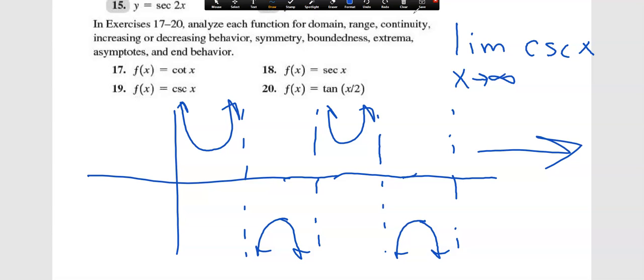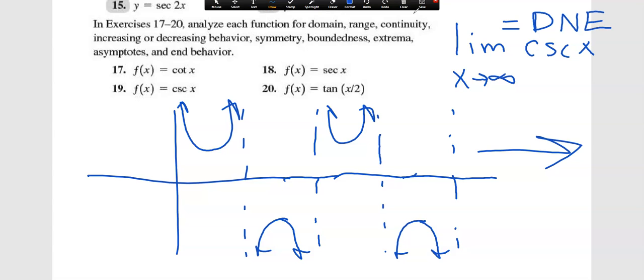Kind of like they did in that Mean Girls movie. The limit does not exist. Right? You could write something like that.